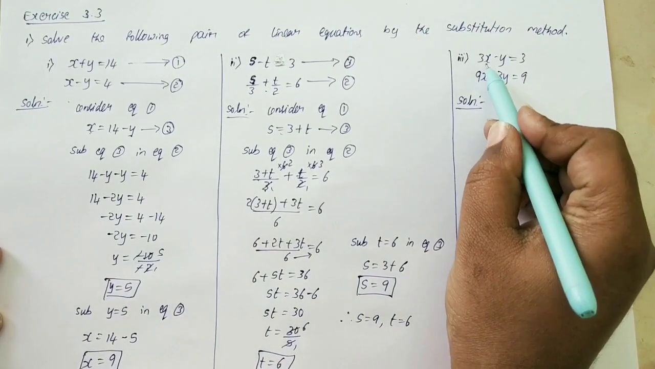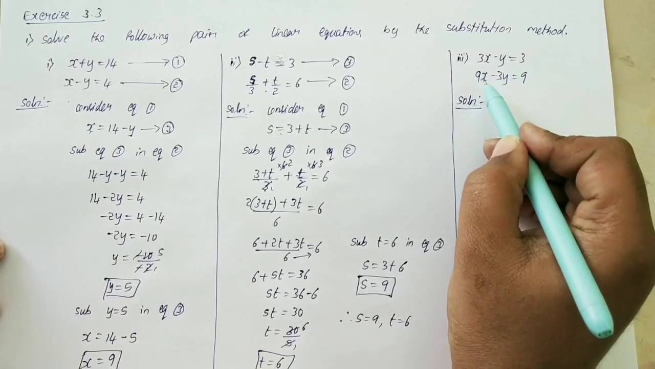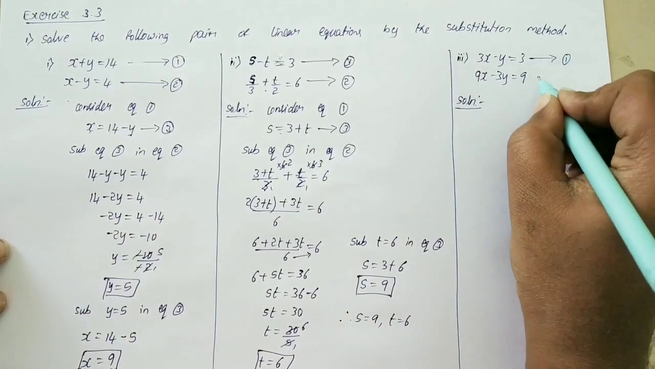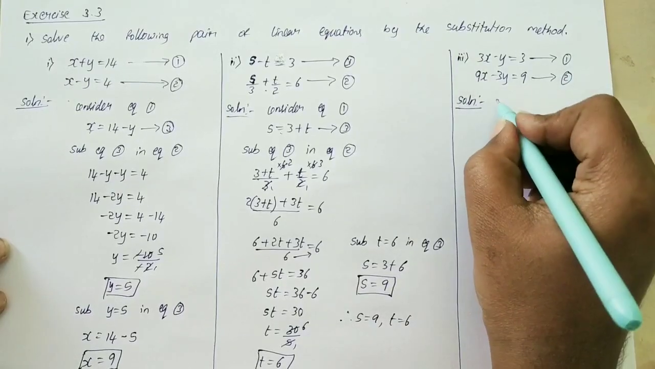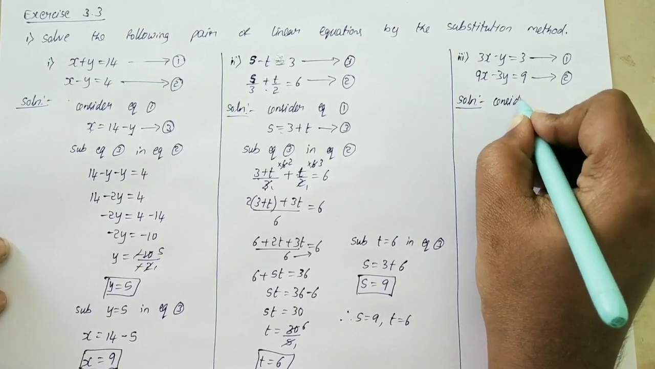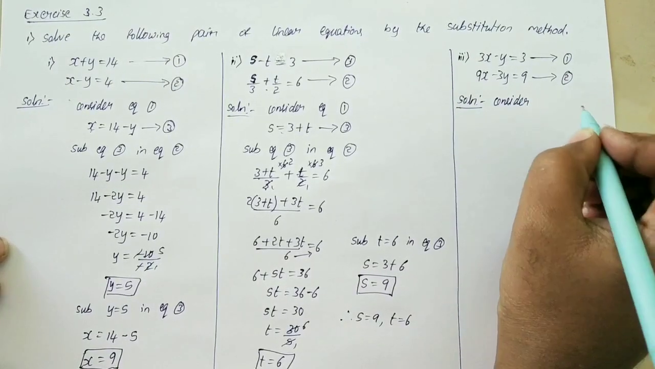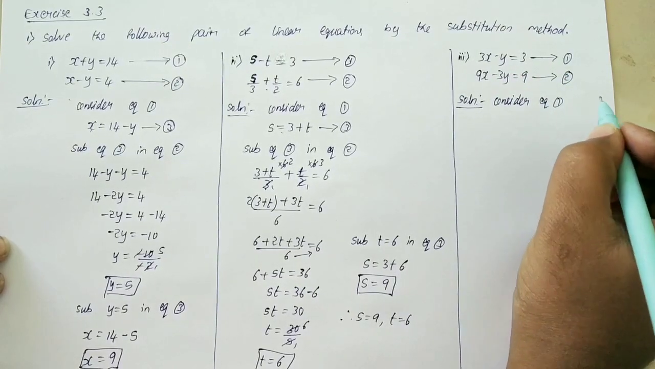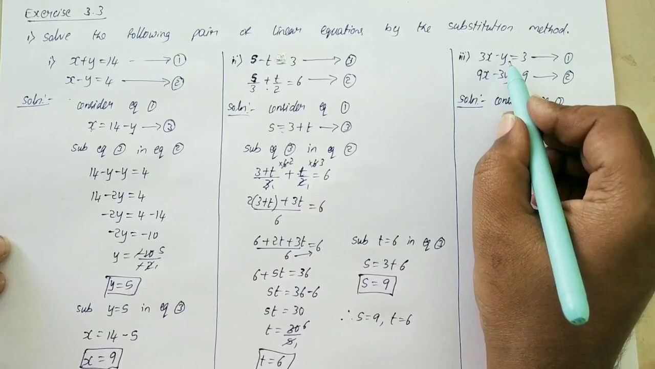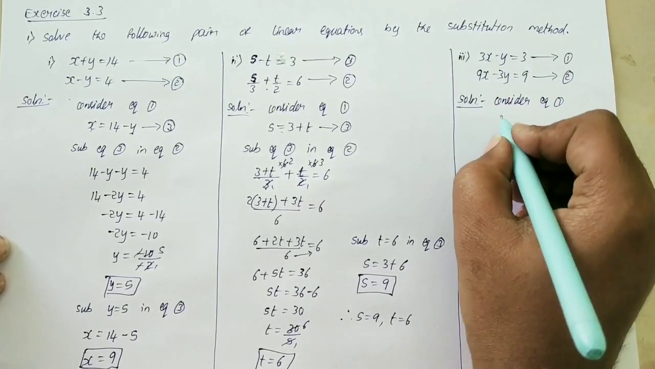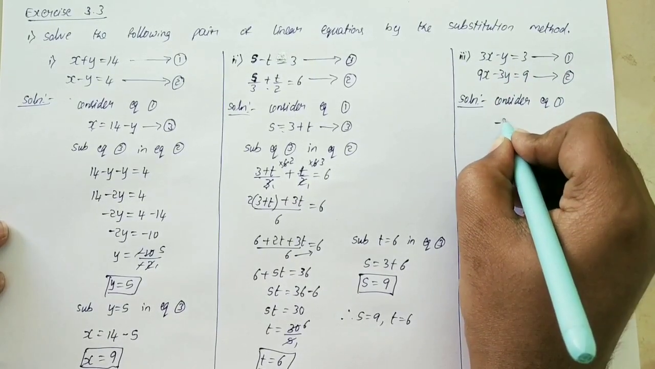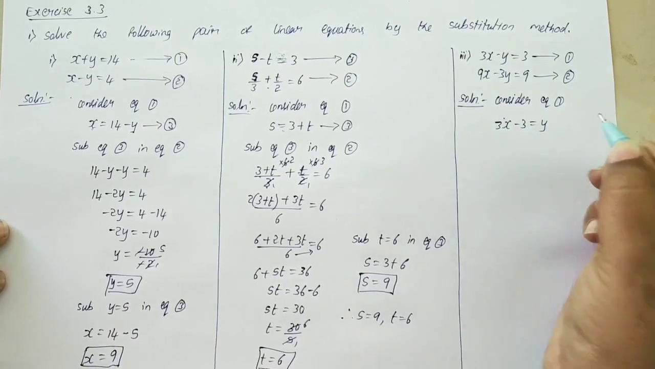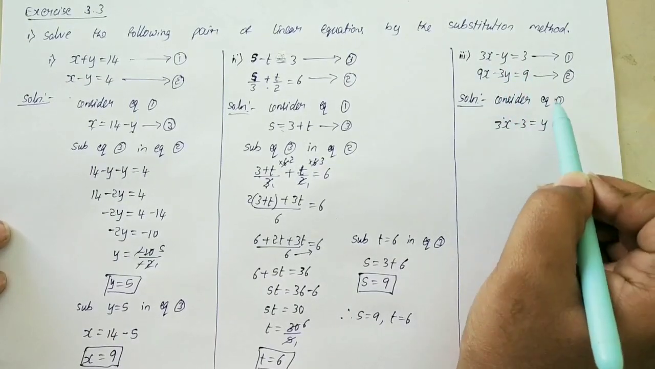Next sub question is 3x minus y is equal to 3 and 9x minus 3y is equal to 9, right? So this is our first equation and this is the second equation. Now we have to consider one equation and write it in terms of x or in terms of y. So I will consider equation 1 and write it in terms of y now. So then what will it become? 3x minus 3 is equal to y, right? So I will write in terms of y.